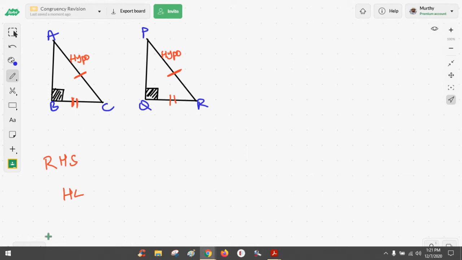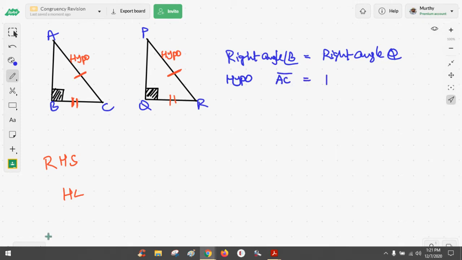So, in these two triangles, let's say that right angle B equals right angle Q. And next, you know what the hypotenuse is? The longest side, or the side opposite to 90 degrees. Let me write in brief: hypotenuse AC equals hypotenuse PR.